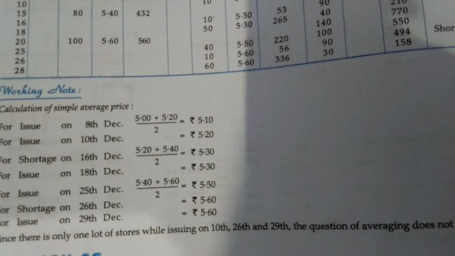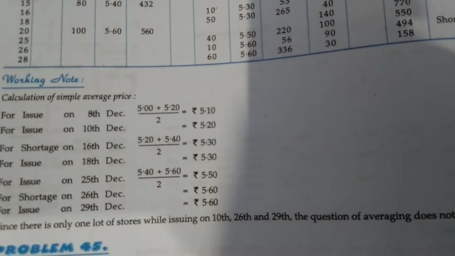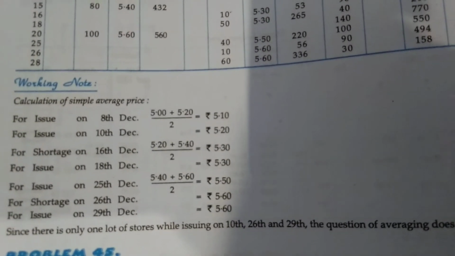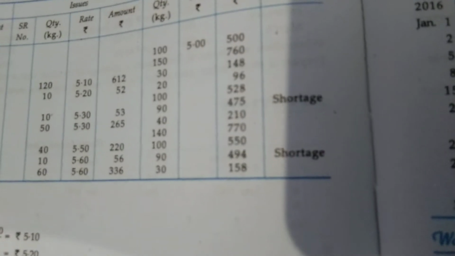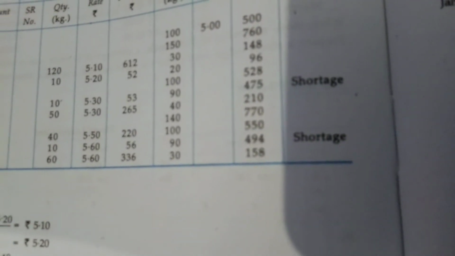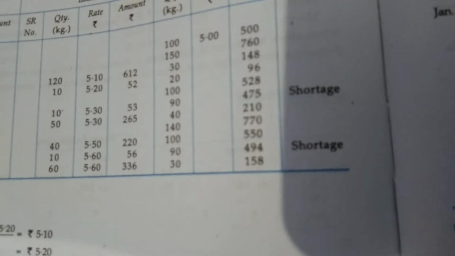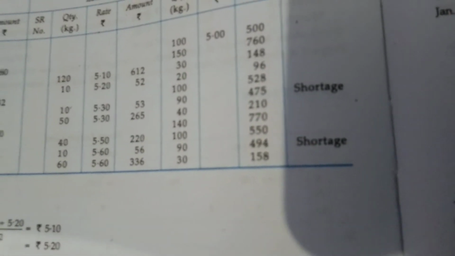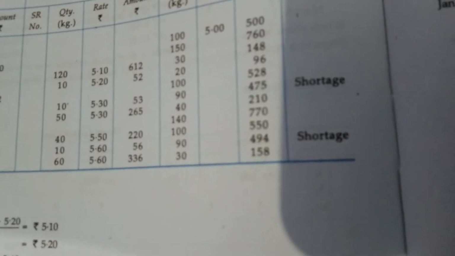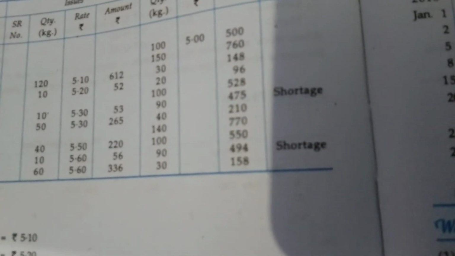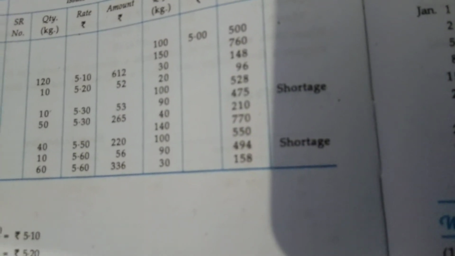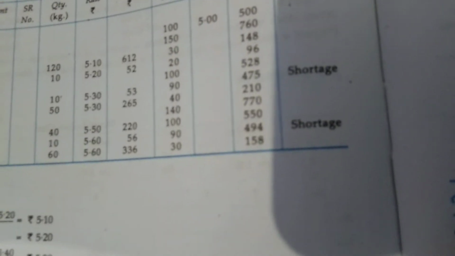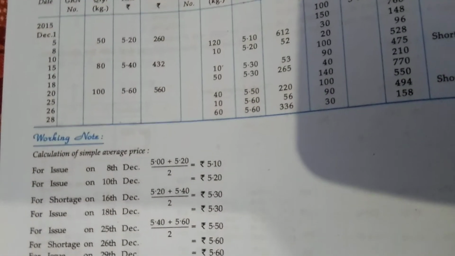Again I am telling, in case of simple average, there will be an average of price, 5 plus 5.20 divided by 2. That's why it is 5.10, and 120 into 5.10 is 612. Now from the 150 balance, 120 has been deducted, leaving 30. Likewise the value also has been deducted, 760 minus 612, that is 148. Okay, fine. Then there has been again an issue on the 10th of 10 units.